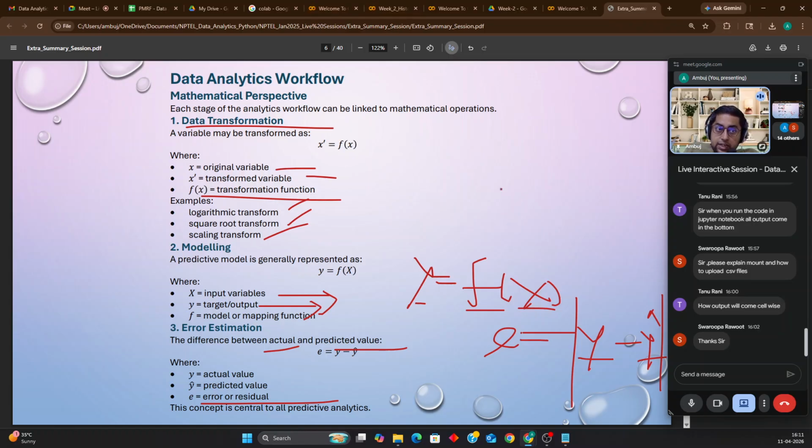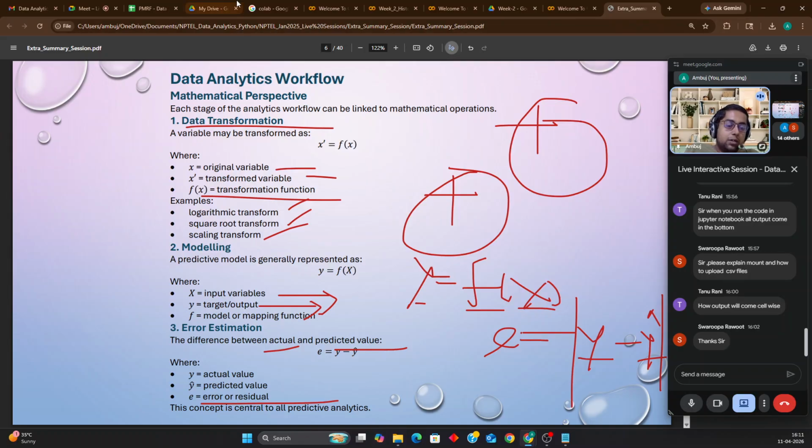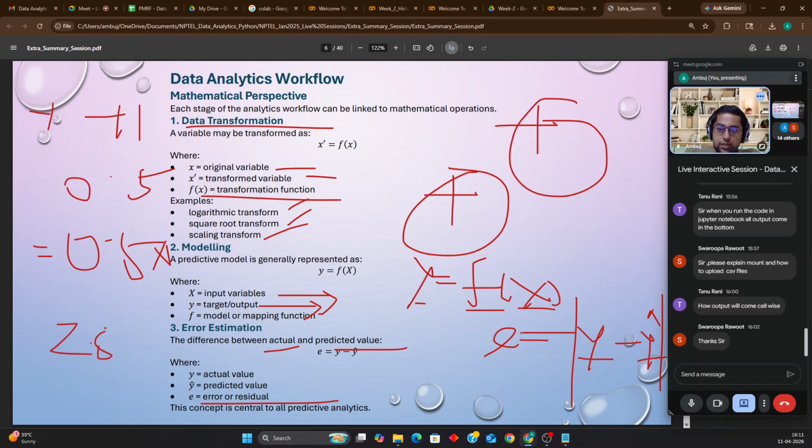Errors are always added, they are never subtracted. Remember, if I am getting one error as -1, another error as +1, another error as 0.5, you will never say that the cumulative error is 0.5. That will be wrong. Cumulative error will be 2.5, the sum of errors. Errors are always added. They are never subtracted. Do remember.